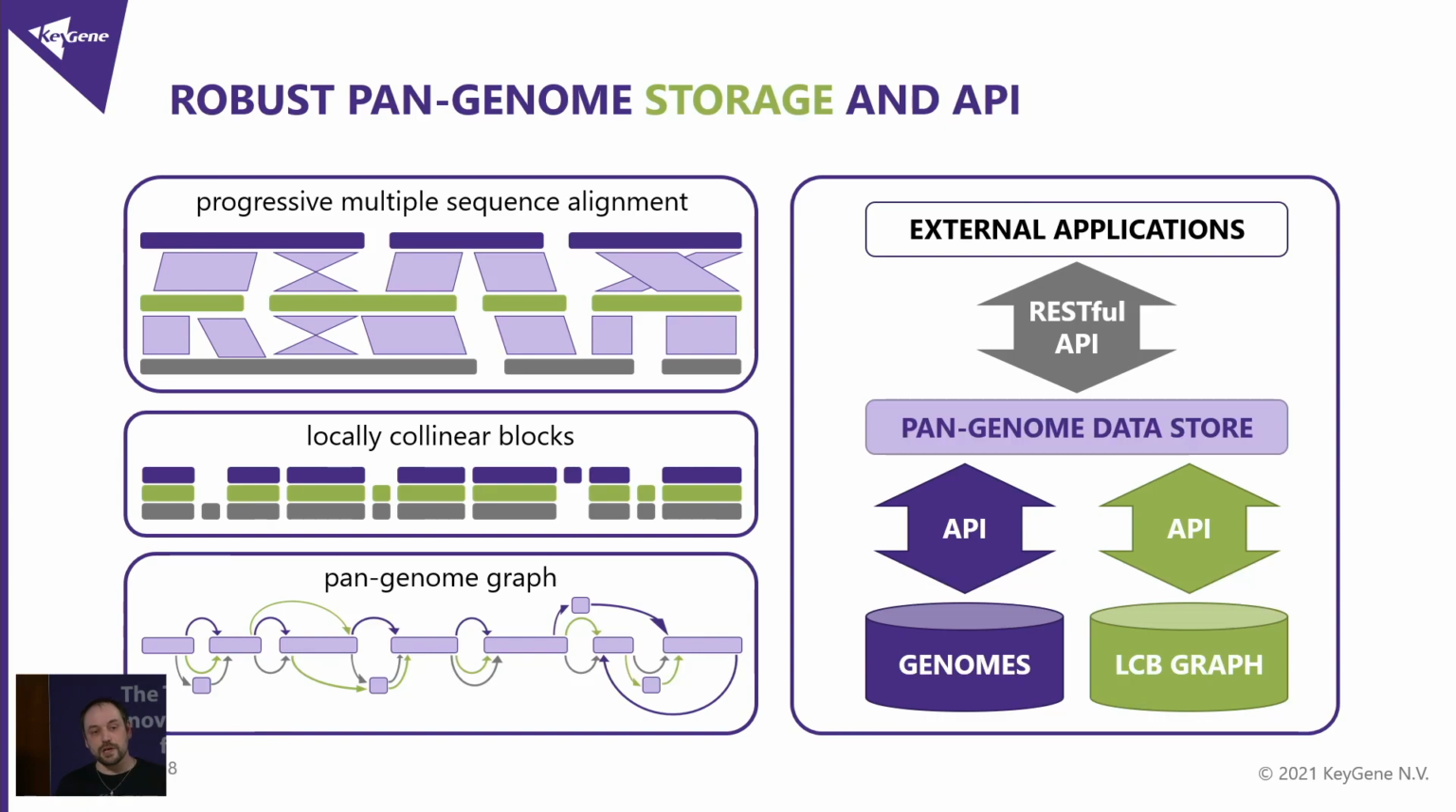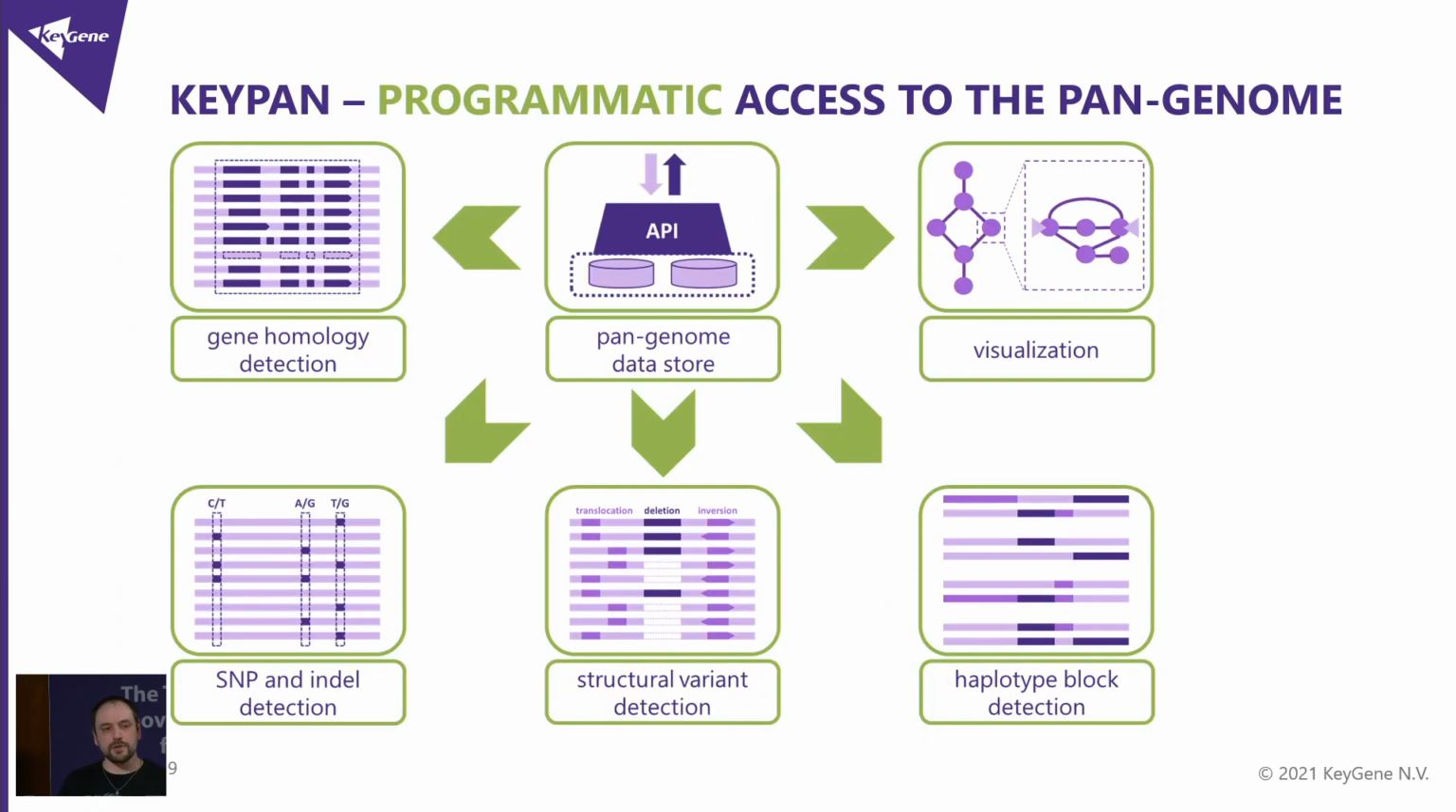And that's nice, because then we can develop external applications that can query this genome. You can think of very simple queries like find me all the SNPs, or find me all the haplotype blocks that are present within a set of genomes. But we can also use this for gene homology detection. And of course, we couple this API to our Cropedia visualization software in order to view and interrogate the contents of the pangenome and to make them accessible for breeders.